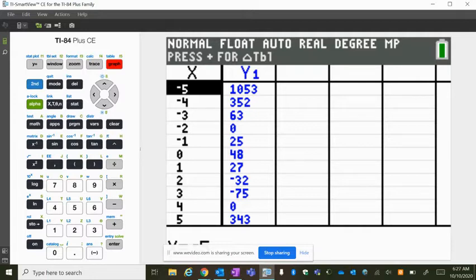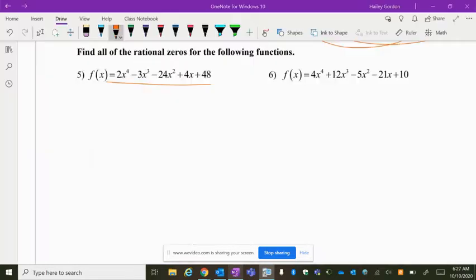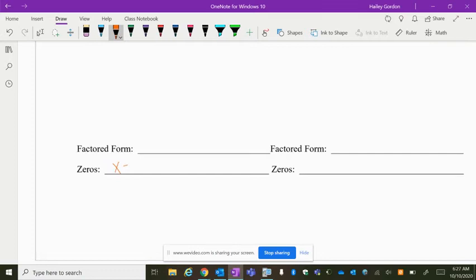Now there's going to be a 0 somewhere because you can see that it goes from a positive 27 to a negative 32. So I know it's going to cross there too, but we don't know what it is. But we do know -2 and 4. So I know x is going to equal -2 and 4, which means if we go backwards, we get x plus 2 and x minus 4.